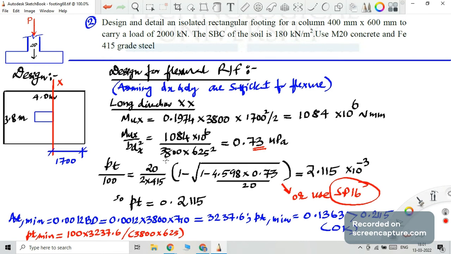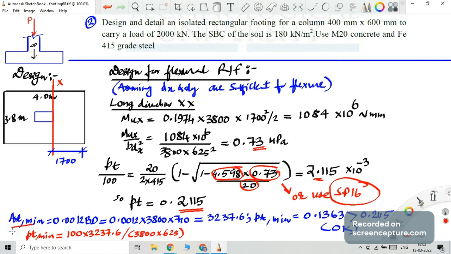Okay. And the next option is a formula. So this is FCK by 2 FY. You know that we have already derived it. So please learn it by heart. 1 minus square root of 1 minus 4.598, this is a constant derived by us, into Mu by bd square by FCK, or use SP16 as you like. So what you are going to get is PT as this one. This is PT by 100. So 0.2115 is PT. Okay.